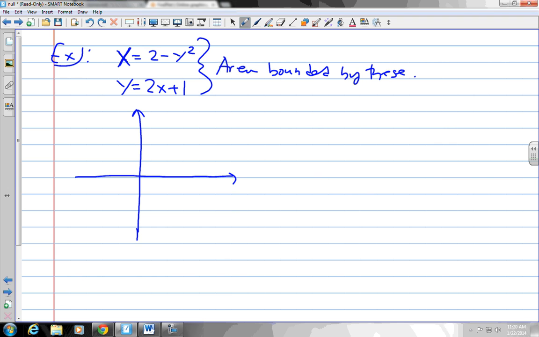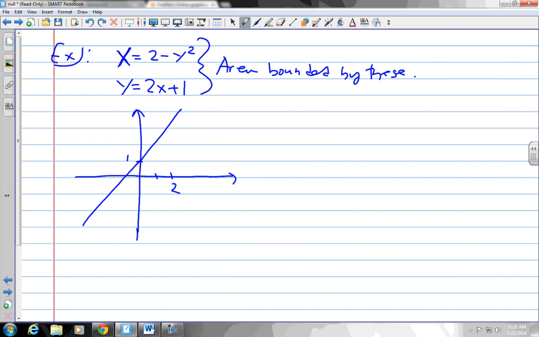So one is straightforward, right? y equals 2x plus 1, that's a straight line, intercept is 1, slope is 2. What about the other one? x equals 2 minus y squared. What is that? Well, it's a sideways parabola, starting at 2. It's bounded by these curves.